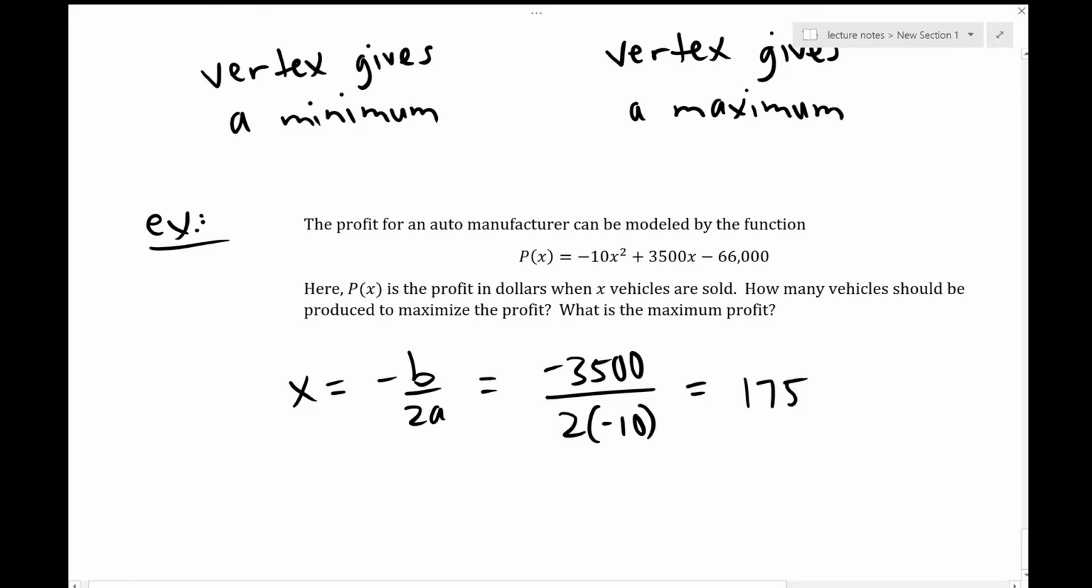Now, what exactly does that represent? Well, it tells us in the problem. Notice that it says that x vehicles are being sold. So the x here represents the number of vehicles. What we've just determined is that in order to maximize the profit, we want to sell 175 vehicles. So that answers the first part of the question.